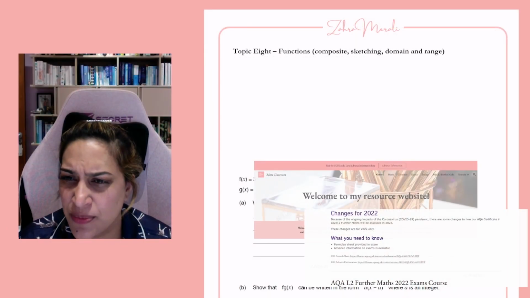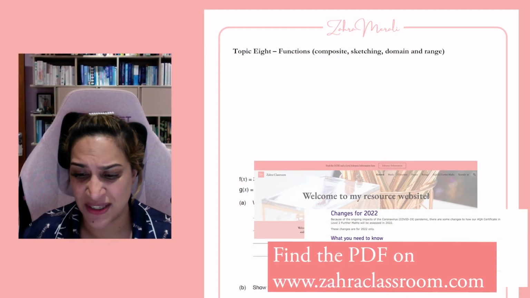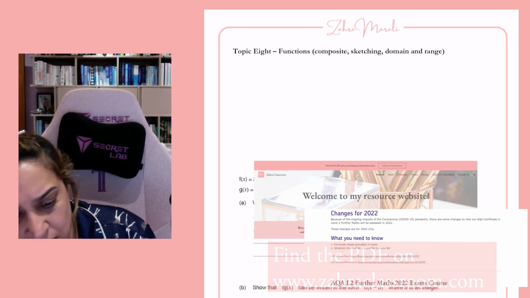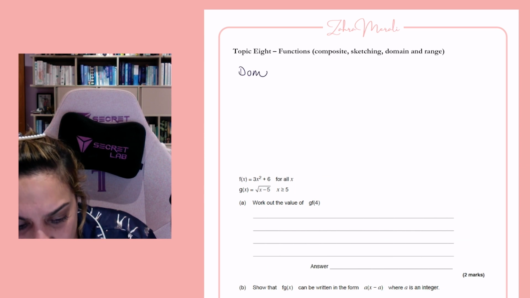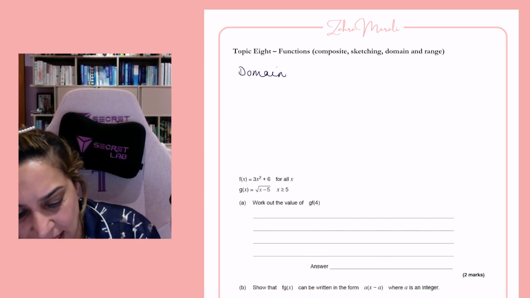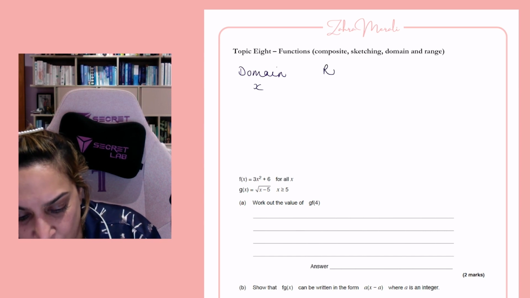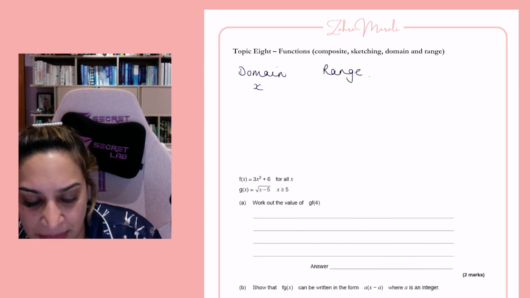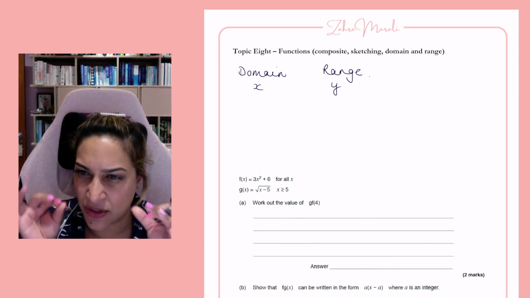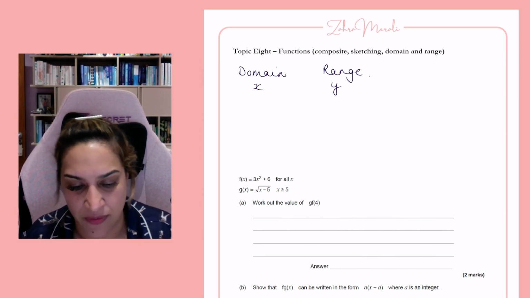Okay, so we're first going to be looking at functions. Functions essentially is something in and something coming out. So you've got to think about your domain, which is all your x values, the things coming in, and your range, which is what's coming out, so your y values. And I'm going to split that into different types of graphs.